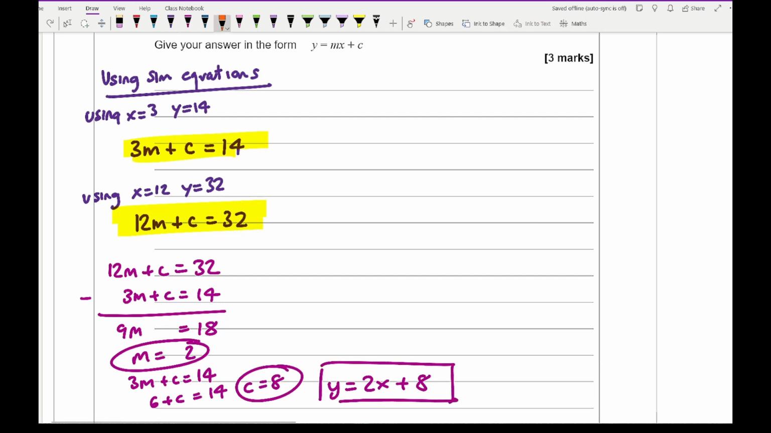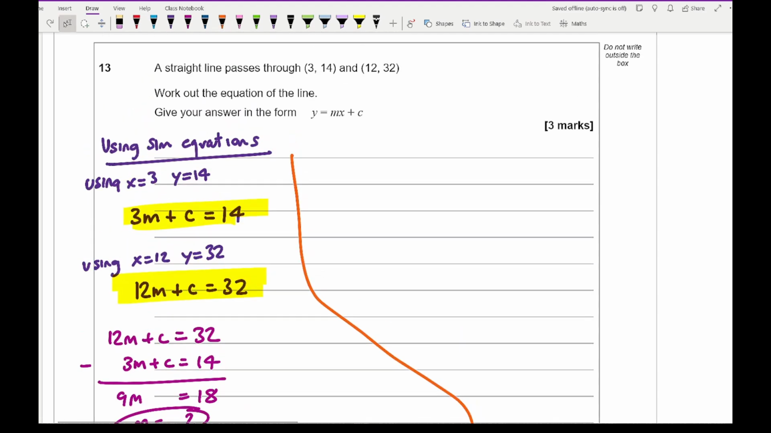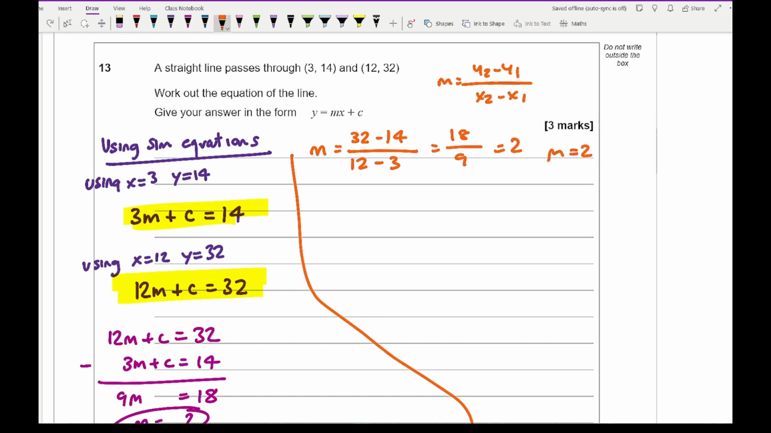Now, alternately, what you could have done is work out the gradient between the two points. So m is the difference between those, using m equals y2 minus y1 over x2 minus x1. So I've got 32 minus 14 over 12 minus 3, which gives me 18 over 9, which is 2. So m equals 2.